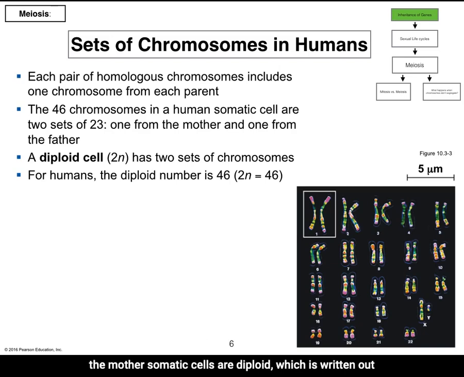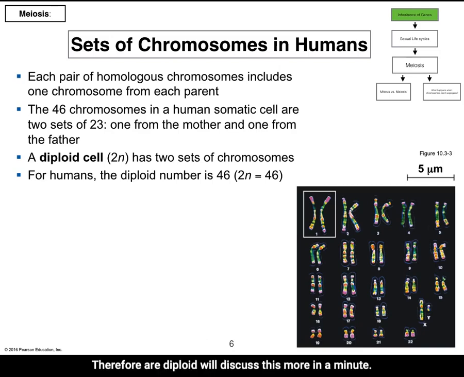Somatic cells are diploid, which is written out as 2N. It means that somatic cells have two sets of chromosomes. For humans, the diploid number is 46. One set of chromosomes would be 23. We get 23 chromosomes from each parent, and our somatic cells keep both copies so that they have two sets in each somatic cell. Somatic cells, therefore, are diploid.